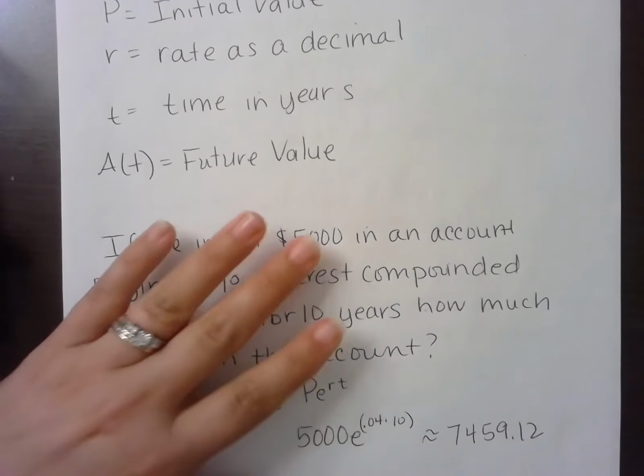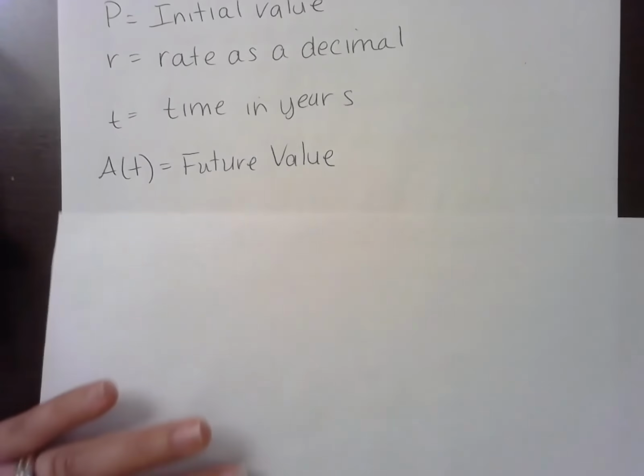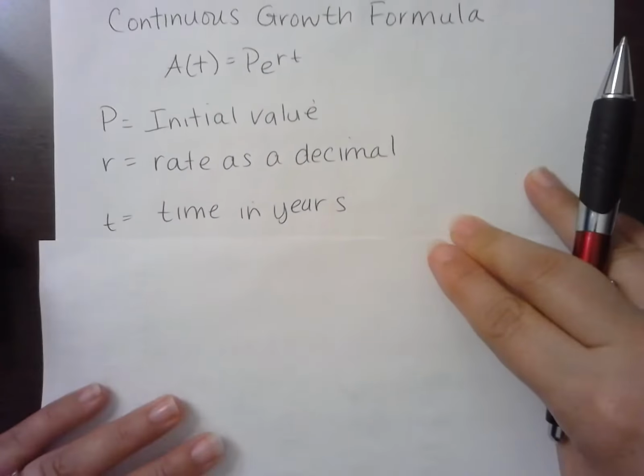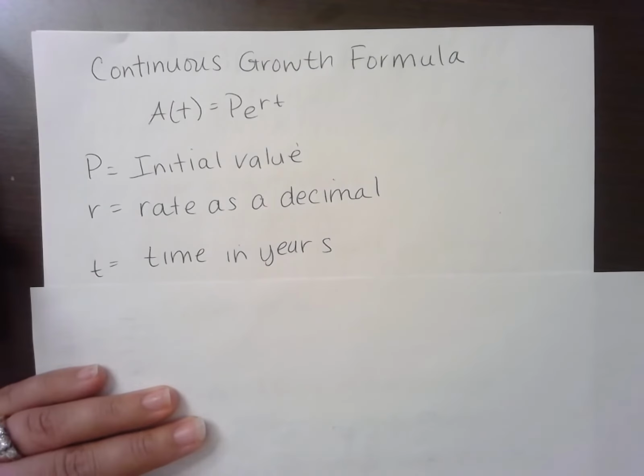Okay, and we have a new growth formula here. It is A of t. Let me get it on the screen here. A of t is equal to, I call it PERT for short, P e to the rt.